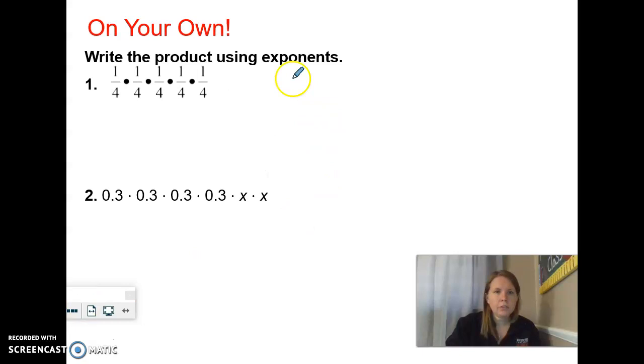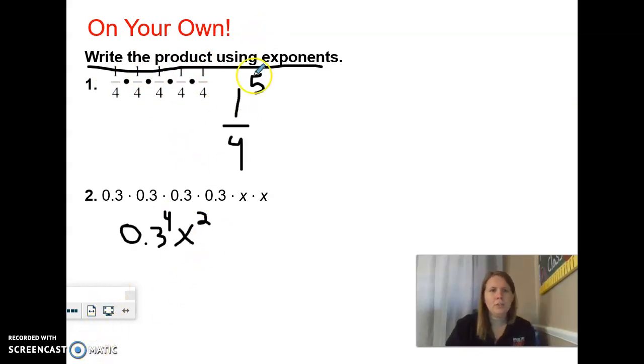All right, I want you to try these two on your own. Go ahead and pause the video and write this out. How many exponents is the 1/4 going to have? How many is the x going to have? Again, you're just writing the product. I don't actually want to know what 1/4 times 1/4 times 1/4 is. Just rewrite it. When you come back after pausing this video, I will have the answers for you.